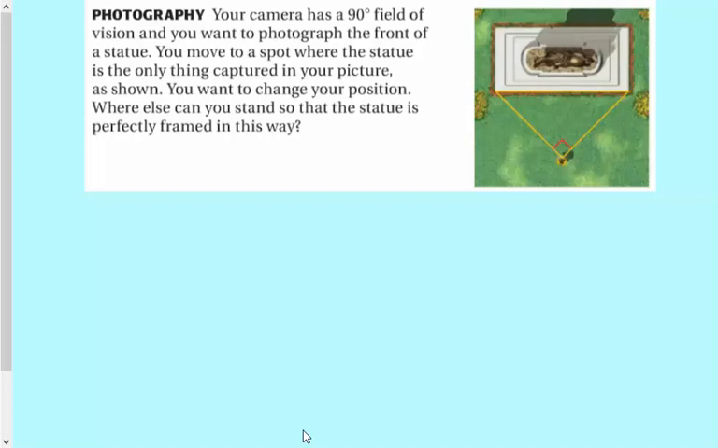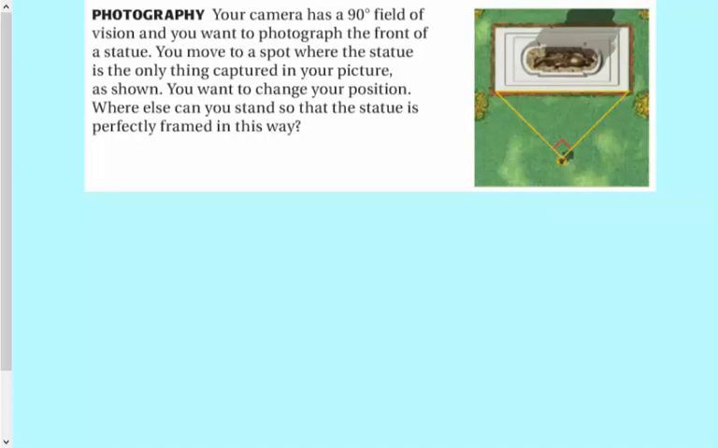And here's a wonderful word problem that you guys would probably use all the time in your daily lives. Your camera has a 90-degree field of vision, and you want to photograph the front of a statue. You move to a spot where the statue is the only thing captured in your picture as shown. You want to change your position. Where else can you stand so the statue is framed perfectly in this way? Well, anywhere on this circle here.